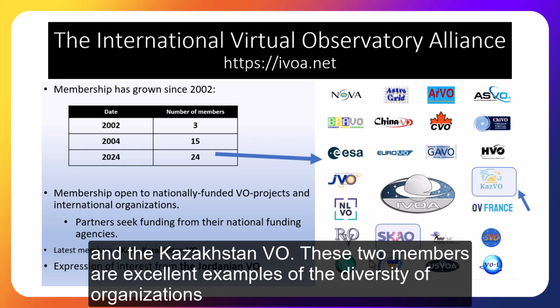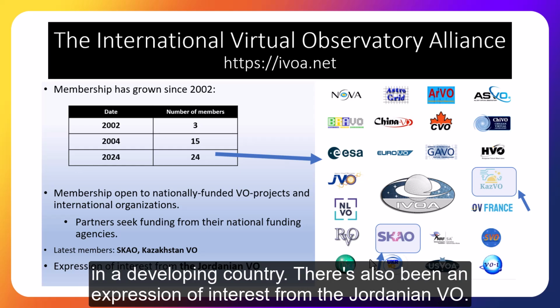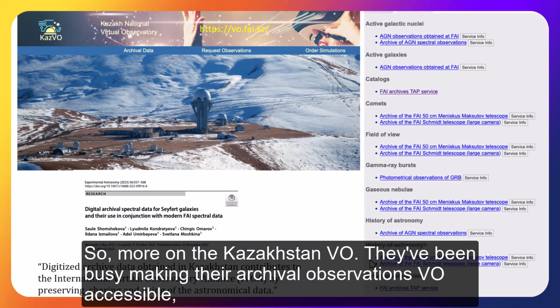These 2 members are excellent examples of the diversity of organizations within the IVOA. One is a huge radio telescope, the other is a very active virtual observatory in a developing country. There's also been an expression of interest from the Jordanian VO. So, more on the Kazakhstan VO.